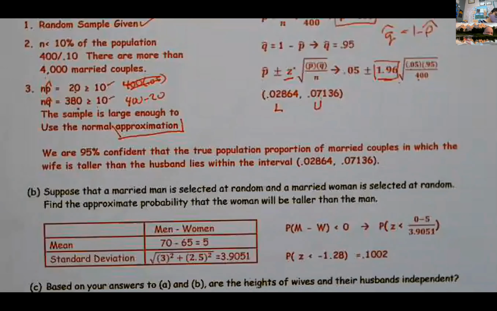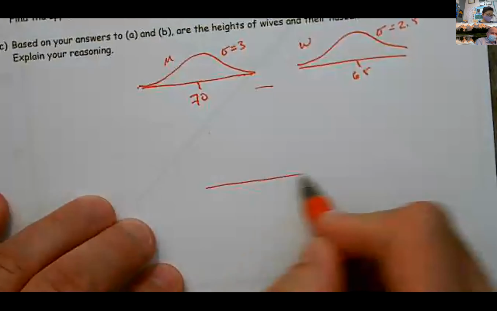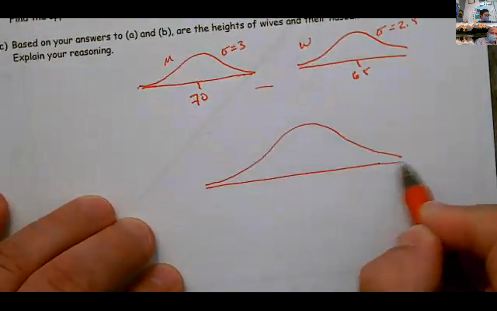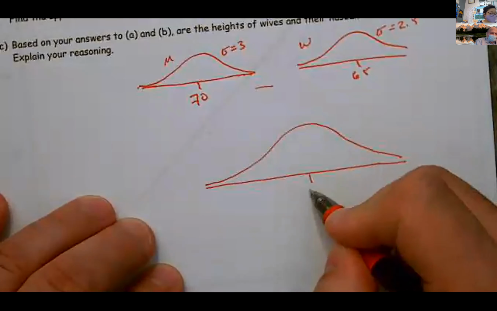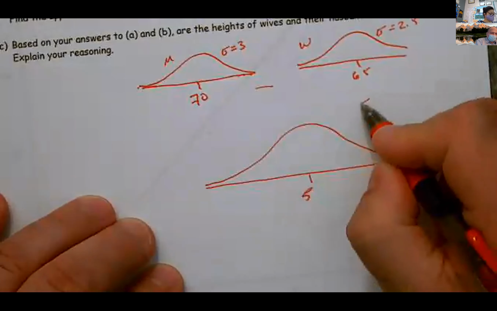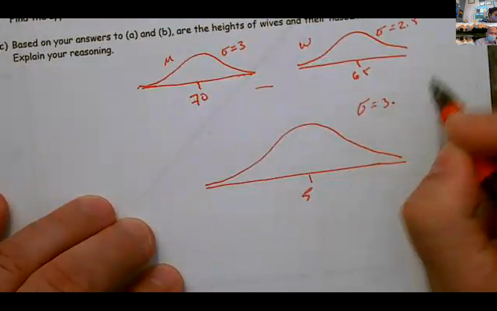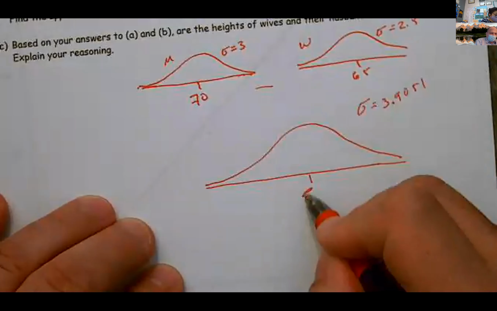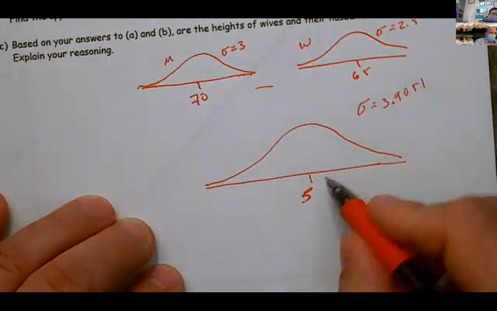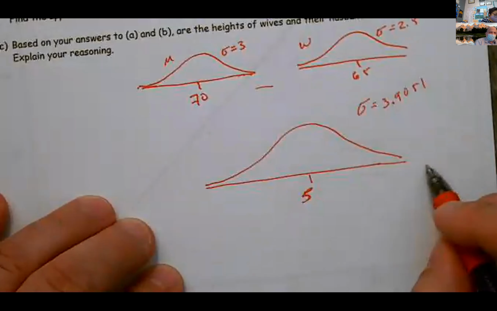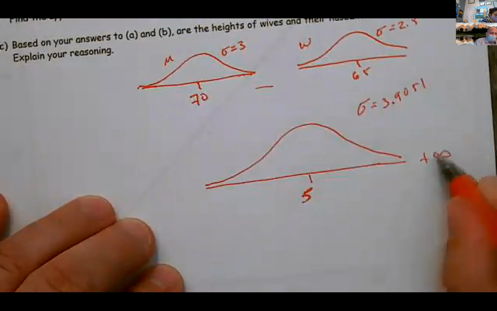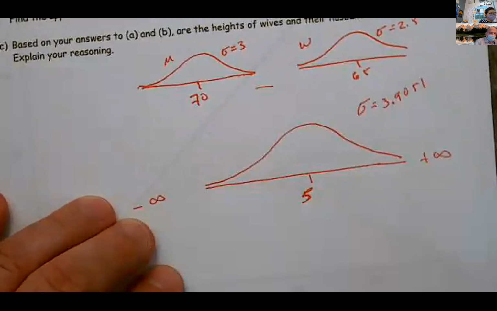Now, here's what we have. We now have a new normal curve, and our new normal curve has a mean of 5 and a standard deviation of 3.9051. That's our new normal curve. And obviously this number line continues this way. It'll go all the way up to positive infinity, and it'll go all the way down to negative infinity.